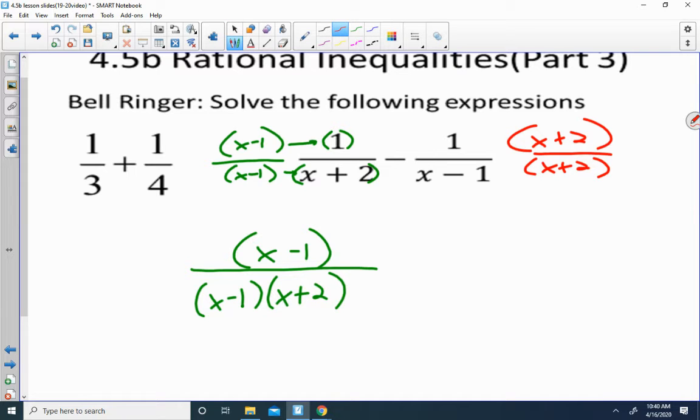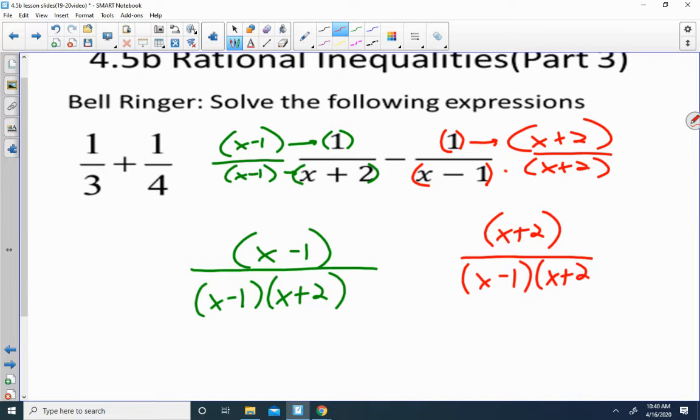Okay, now let's do the same thing to the other side. So now I got to do 1 times x plus 2, which again doesn't change anything. That's still going to be x plus 2. And on bottom, I got to do x minus 1 times x plus 2. Again, don't FOIL, just leave it as x minus 1, x plus 2. So those are my two results that happen when I multiply everything in green, everything in red.